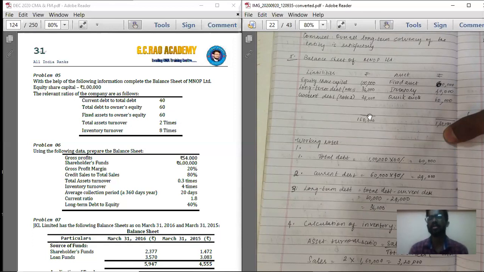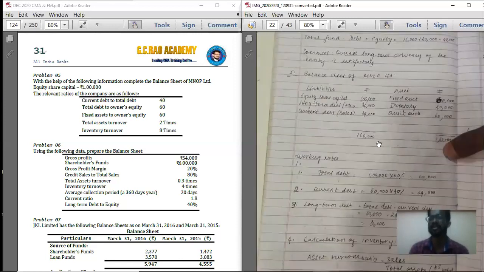So, total the liability side. 1 lakh plus 36,000 plus 24,000 is 1,60,000. Now, in the total amount column put 1,60,000. If the liability side is 1,60,000, total the asset side also as 1,60,000. So total assets is equal to 1,60,000. What we have found is that when total liabilities is 1,60,000, total assets is also 1,60,000. But we still don't know what the assets are.